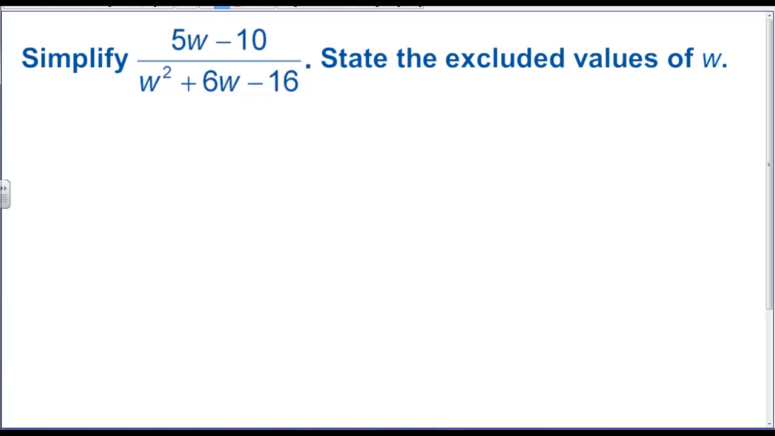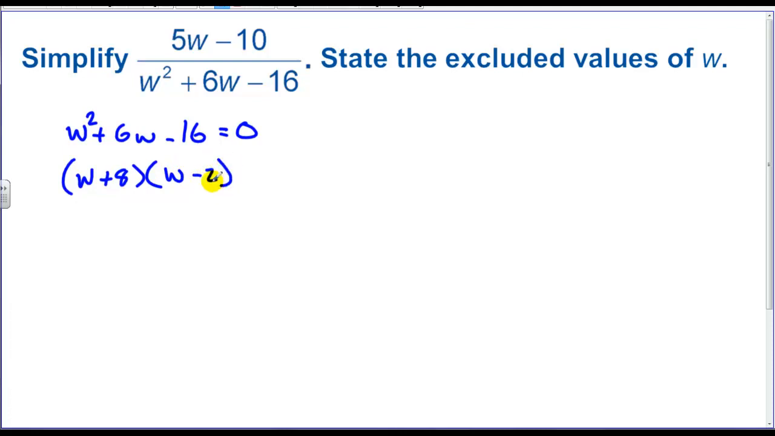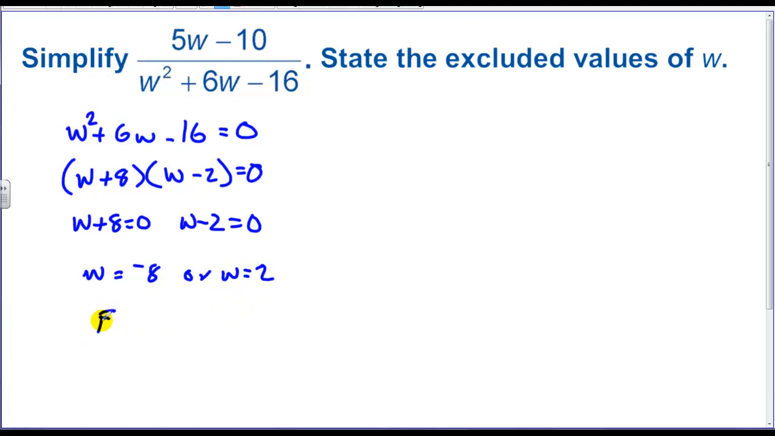Let's do the same for this next example. We are going to find our excluded values first by taking the denominator and setting it equal to 0. We know this factors into w plus 8 and w minus 2. That gets me a -16 when I multiply and a +6 when I add. So w plus 8 equals 0 and w minus 2 equals 0 due to the zero product principle. w will equal -8 or w equals 2. These are my excluded values.